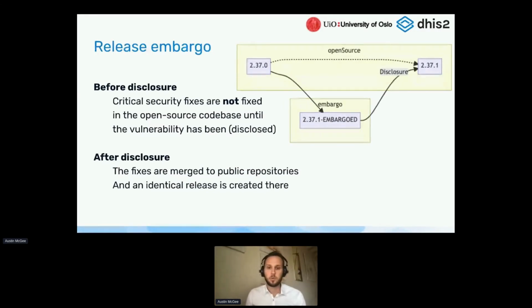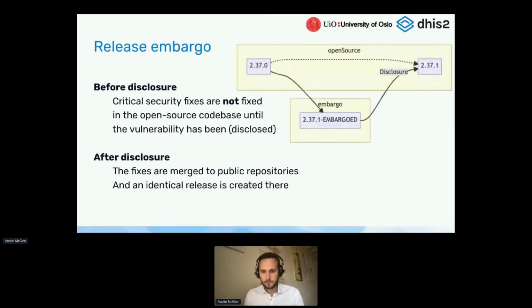What this means is when a vulnerability is identified in a released version of DHIS2, and we know that we need to fix that vulnerability in the next patch release for that version, if we did that directly, we would go the dotted line on this slide, which is to introduce that fix directly into the next patch in the open source code base. But that runs into the issue that I just mentioned.